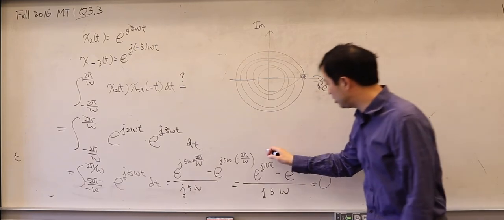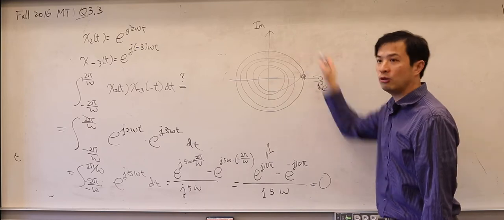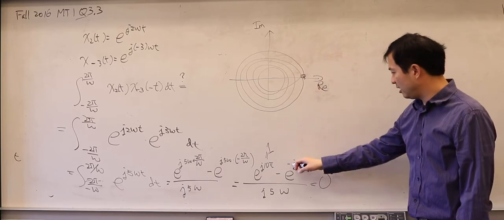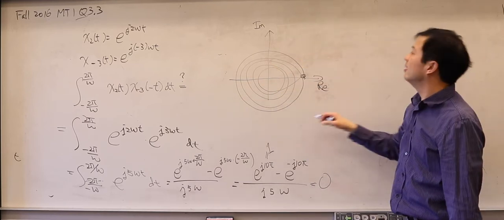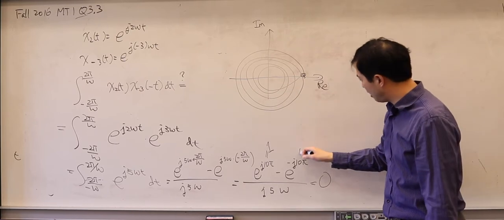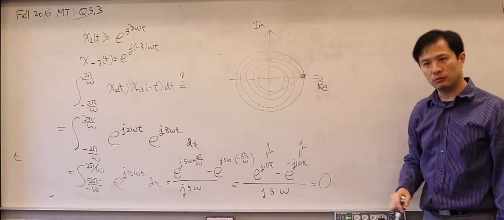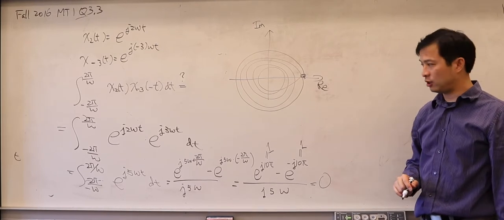So therefore this equals to what? e^(j10 pi) is circling 5 times, landing at 1. e^(-j10 pi) is circling it, but in a clockwise fashion, and then again I'm landing at 1. So 1 minus 1 is going to be 0. That is how we got the final answer.